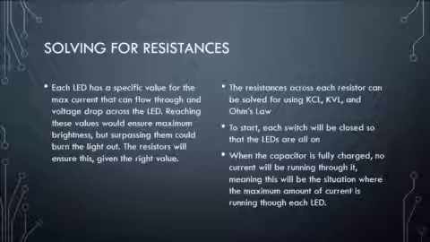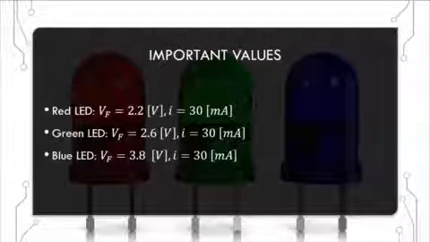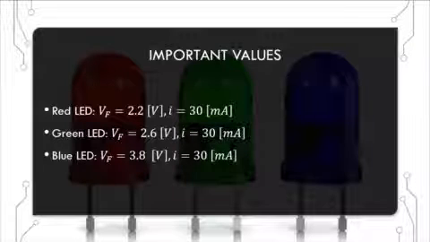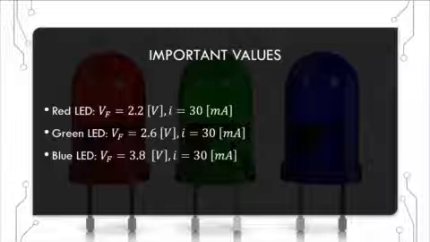We can solve for these values using KCL, KVL, and Ohm's law. We will start off with all the LEDs switched on. We can also ignore the capacitor for these calculations because the most current will flow through the LEDs when the capacitor is fully charged and no current is running through it. Here's a list of the values for the forward voltages and currents for each LED. I found these values using the website for Jameco Electronics.